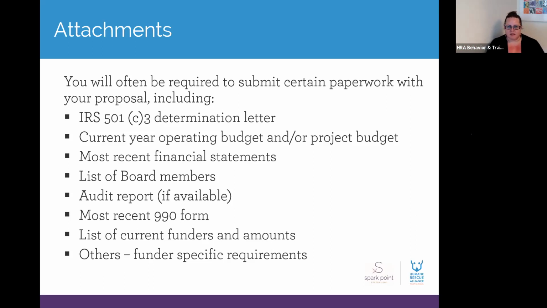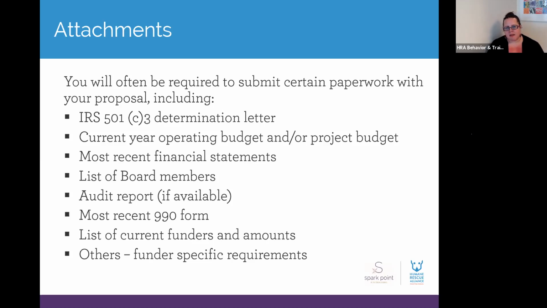And they should be things that are easily accessible from your finance department or your accountant, bookkeeper, or if you are a small shop, as many are, maybe you already know about this. They're also going to want to see a list of board members, and in some cases also a list of staff and bios about the staff. So that's just a way for them to see who from the community is engaged in your work.